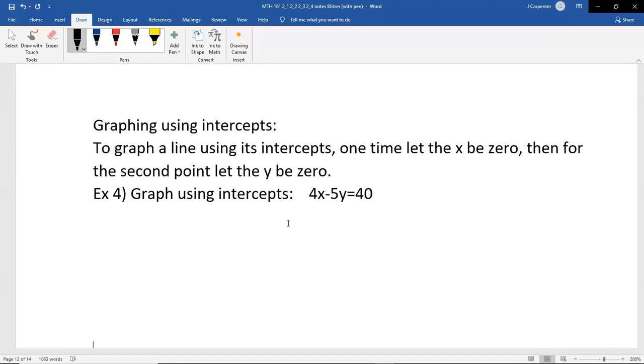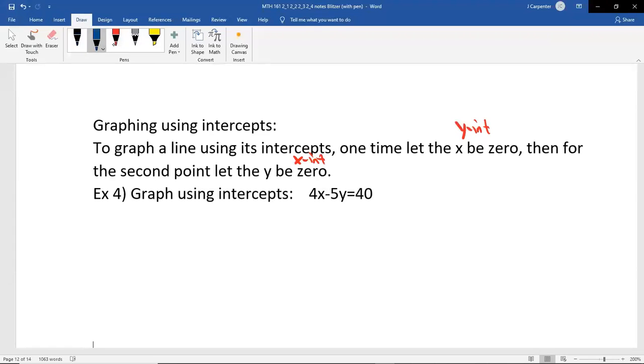It's just not optimal. So to graph using intercepts, one time let x be 0, which would be the y-intercept. Then for your second point, let y be 0, which would be your x-intercept. There's your 2 points, plot them, connect them, boom, you're done.